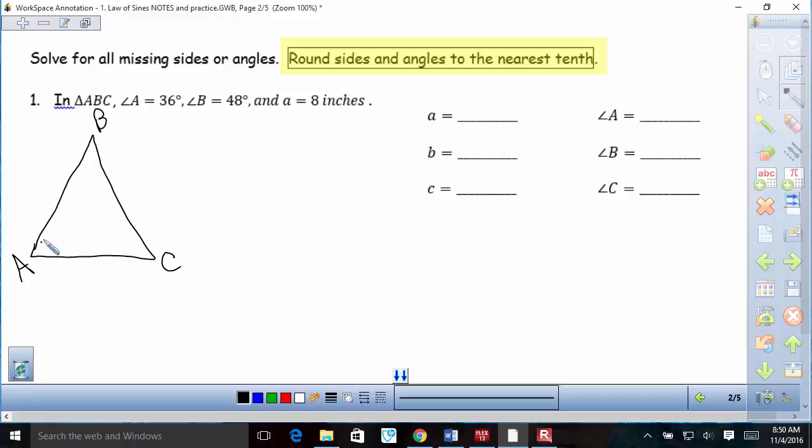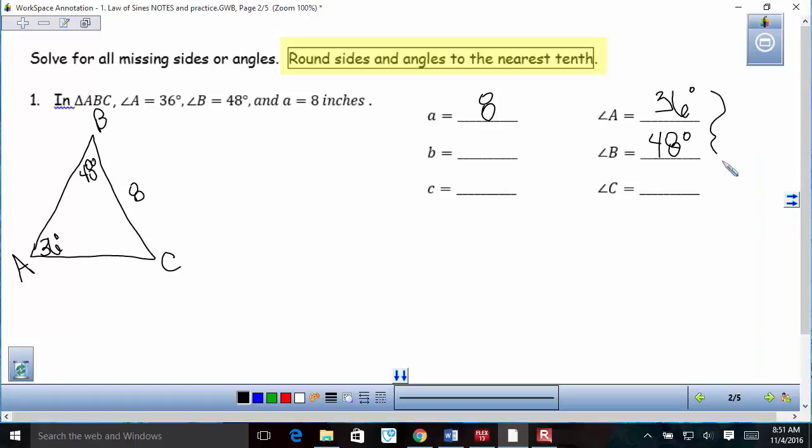All right, angle A is 36. Angle B is 48. Little a is 8. Remember, that's across from big A, right? I'm going to go ahead and put them over here. Angle A is 36, angle B is 48, and little a is 8. Now, I don't care if it's a right triangle or not a right triangle. You can still add everything up to 180. What is angle C?